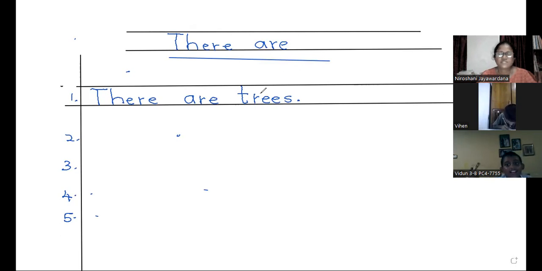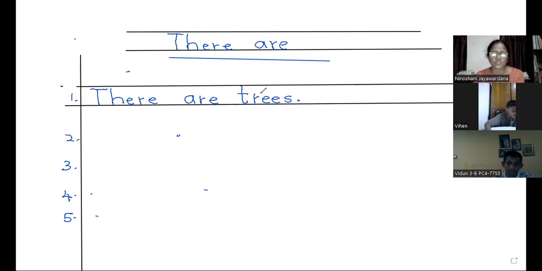Teacher, yes, I have finished. Read your sentences. There are trees. There are flowers. There are two bees. Very good. There are bushes. There are butterflies. Very good. Put a star mark. You have done homework too.